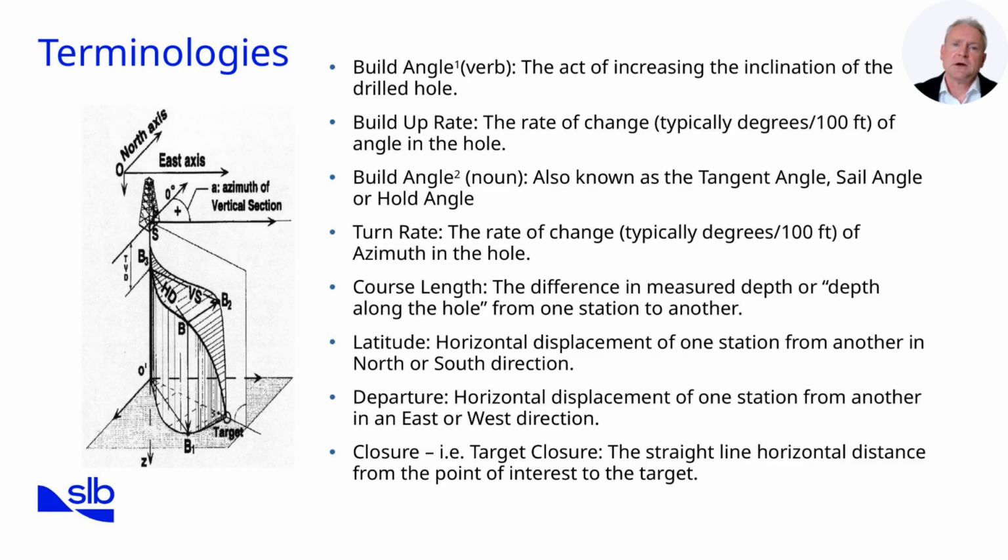Finally, we come to closure, also known as target closure. This is the straight line horizontal distance from the surface location, or any point of interest, to the downhole target. It's important to note that this is not the measured path along the wellbore, but the direct horizontal offset.